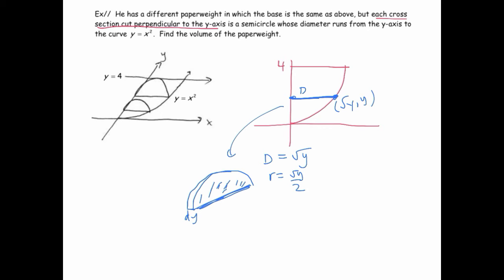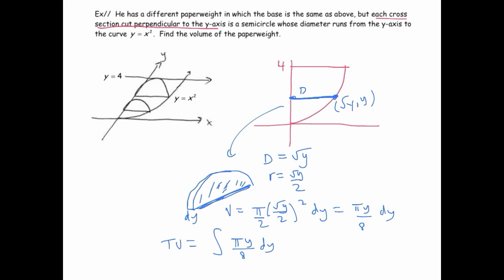So the volume is going to be pi r squared divided by 2, which is pi y over 4, over 2, so pi y over 8, times dy. And so the total volume is going to be the integral of pi y over 8, and we're integrating as y goes from 0 to 4.